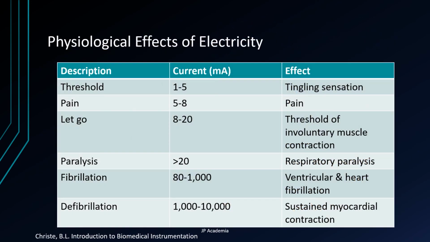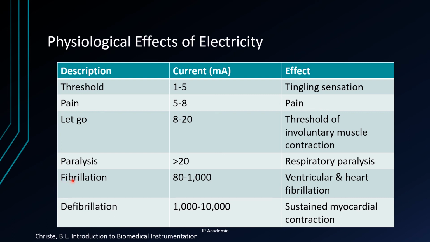And I have this table for the physiological effects of electricity. For threshold current level, a tingling sensation or fuzzy feeling will be perceived. The pain level may feel like a sharp bite if you encounter this amount of current, and let-go current level, this one, may result in strong nerve and muscle stimulation that may result in pain or fatigue. Paralysis current level, the muscle may lose their ability to relax, resulting in respiratory paralysis.